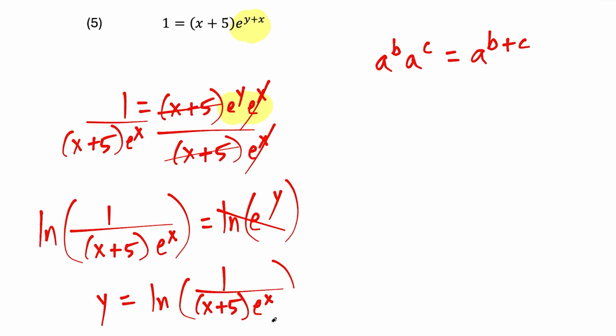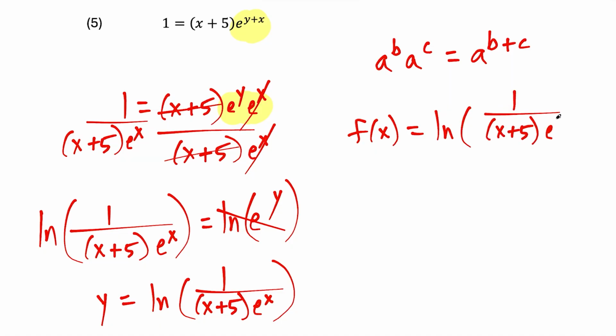Okay, so here is our function. And in a moment, I'm going to pull up a graph of this, but I'm going to say, yes, we could define y as a function of x. We could say f of x equals natural log of 1 over x plus 5 times e to the x. And a little extra detail here, one thing to point out is that natural log is only defined for positive terms. The inside would have to be positive.